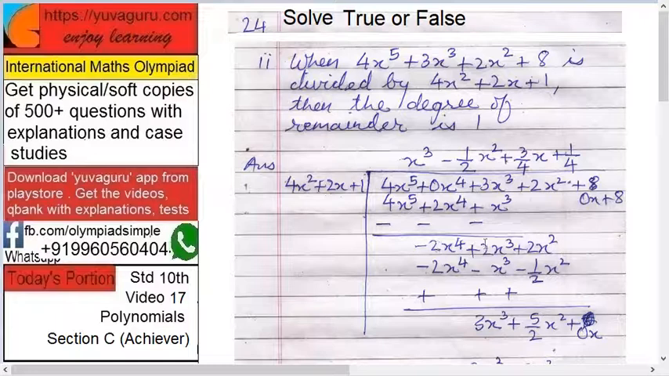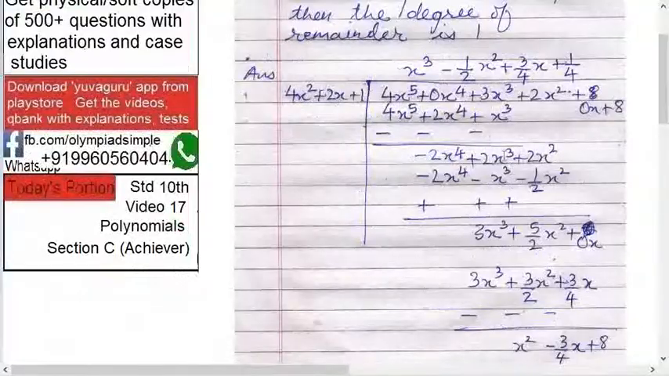You get minus 2x raised to 4 plus 2x cube plus 2x square. Then first with first, it is minus 1 upon 2x square multiplication. So you get minus 2x raised to 4 minus x cube minus 1 upon 2x square. Then plus, change the signs. You get 3x cube plus 5 upon 2x square plus 0x.